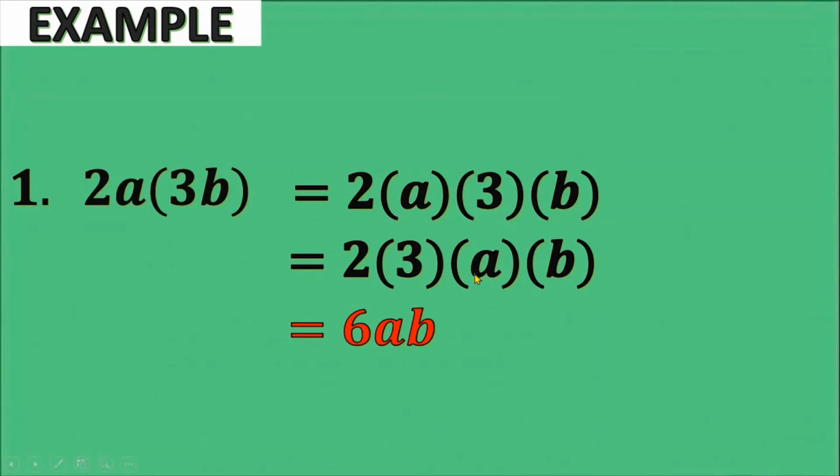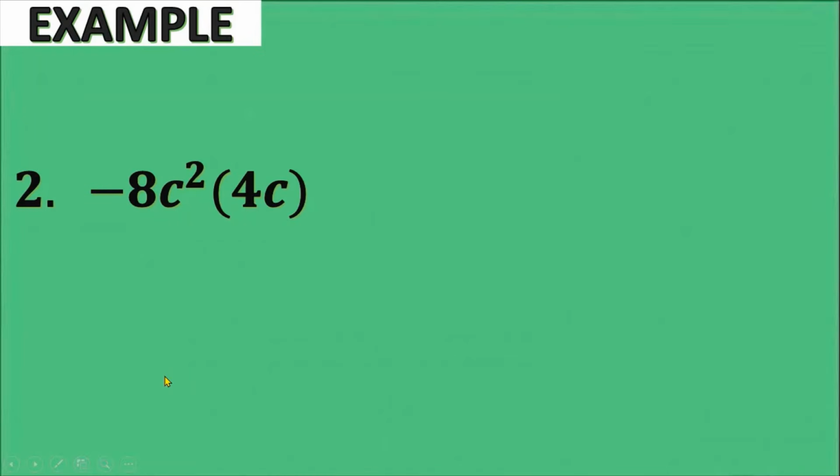Since we cannot perform multiplication between a number and a variable as well as with two different variables, all we have to do is to omit the parentheses or the operation multiplication. The answer is 6ab. Another example is negative 8c squared times 4c.